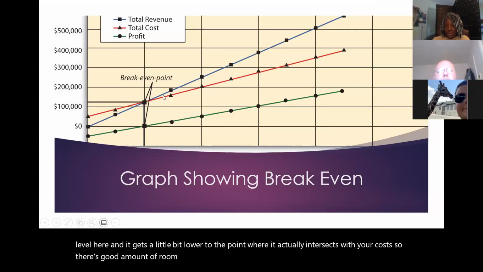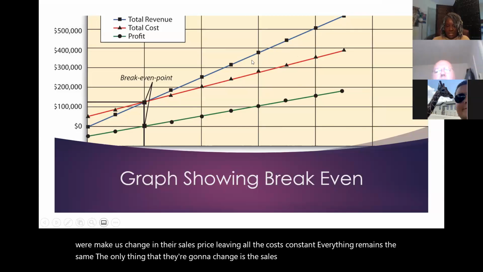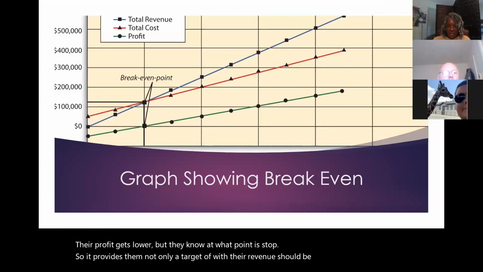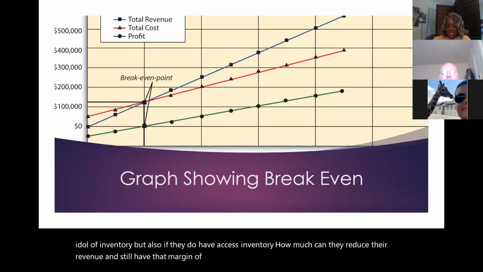This is just graphically showing you what the impact would be if they were to make a change in their sales price, leaving all the costs constant, everything remains the same. The only thing that they're going to change is the sales price. And they'll see that each time the sales price gets lower, their profit gets lower, but they know at what point to stop. So it provides them not only a target of what their revenue should be to avoid overproduction of inventory, but also if they do have excess inventory, how much can they reduce their revenue and still have that margin of safety?